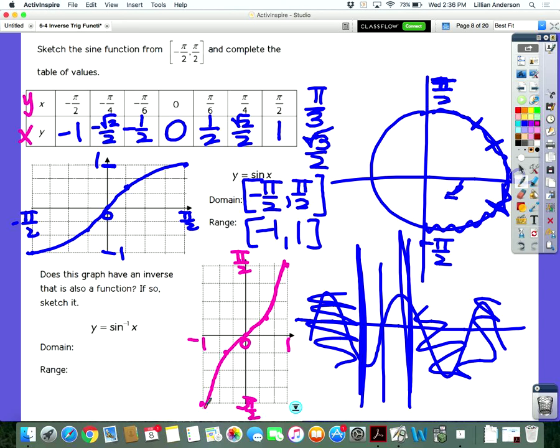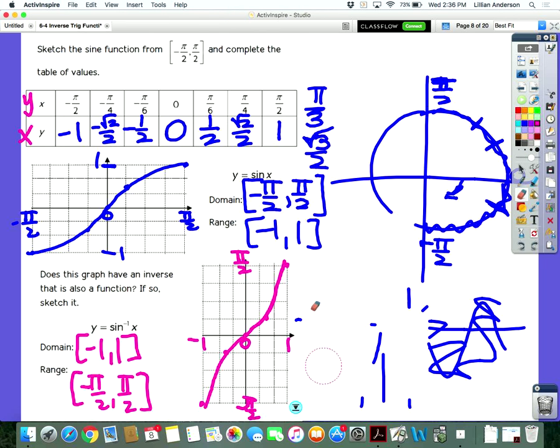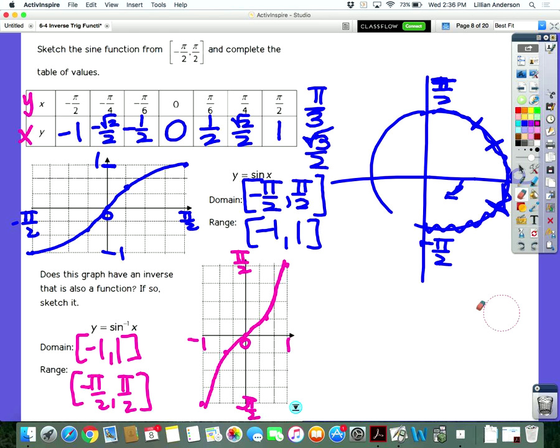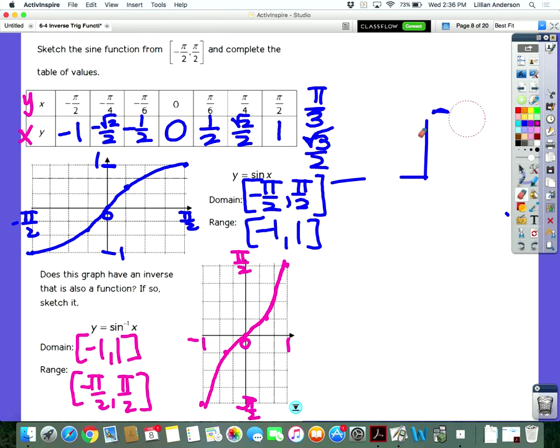What is the domain of this pink graph here? Negative 1 to 1. What's the range? Negative pi over 2 to pi over 2. And if you notice, the domains and ranges have switched. That's because it's the inverse. Everything switches. Remember, x meant domain, y meant range, correct? So there you go. This is the graph of the inverse of sine. You use these values to evaluate sine inverse and things like that.